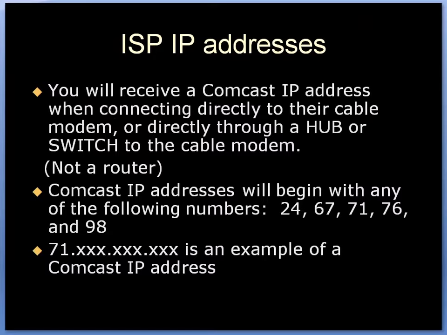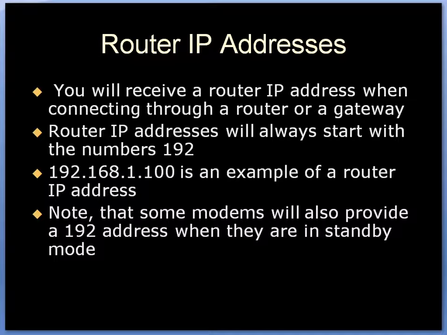You will receive a Comcast IP address when connecting directly to their modem, or directly through a hub or a switch to a cable modem, but not through a router, because a router has its own table of IP addresses to hand out, but we'll talk about that later. Comcast IP addresses will begin with any of the following numbers: 24, 67, 71, 76, and 98. What I have here is a good example of a Comcast IP address, the X representing possible number combinations that could be there.